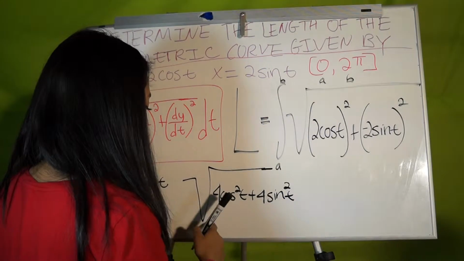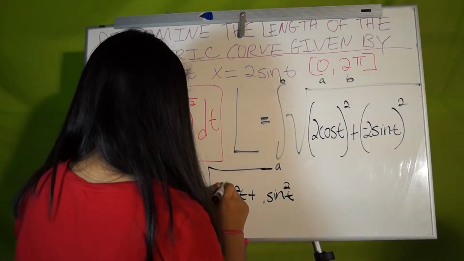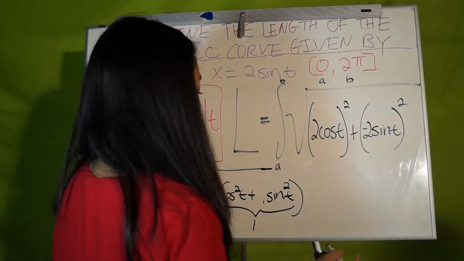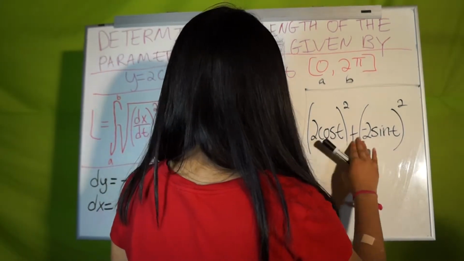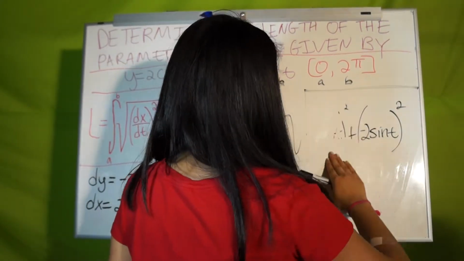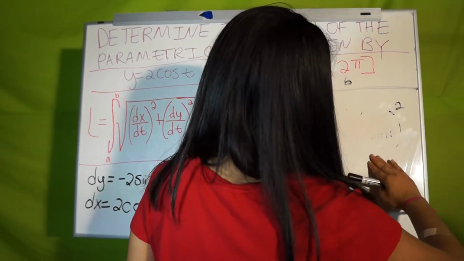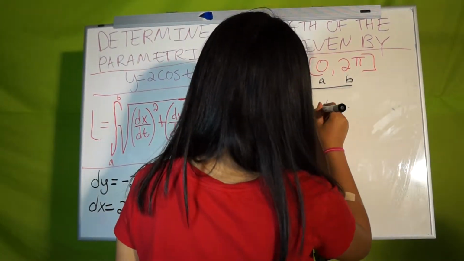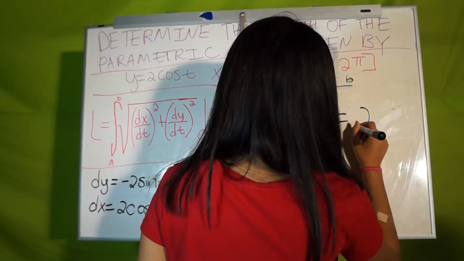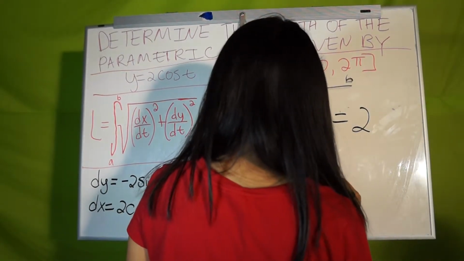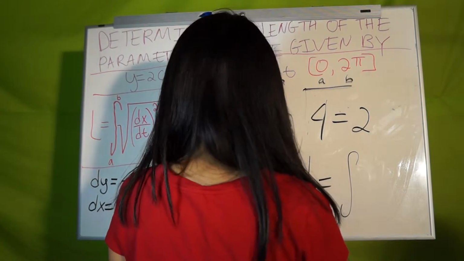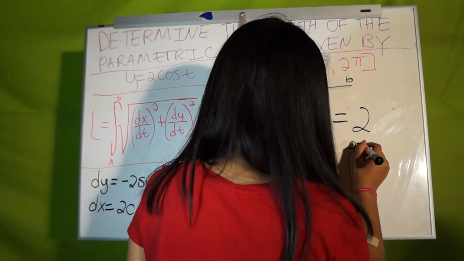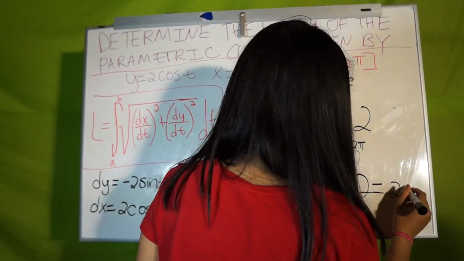And if we factor out a 4, this is 1. So really, what you have here is the square root of 4, which is just 2. Oh gosh, I wish I had an eraser, but I don't, so I'm just going to use my hand. And so the length L equals the integral from 0 to 2 pi of 2, which is just 2t.